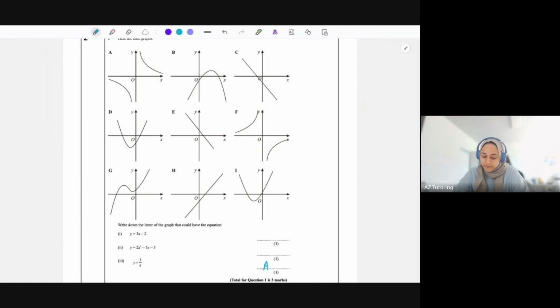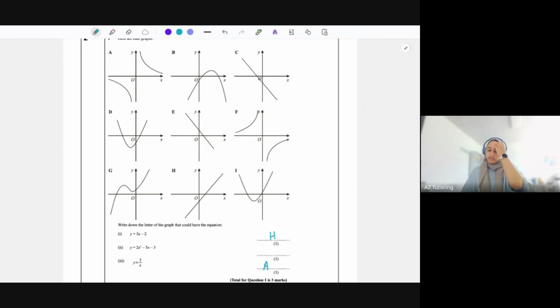Let's look at the other ones. Y equals 3x minus 2. Well, the gradient is positive, it's going upwards. And we've only got one graph that has a positive gradient, that's H here. The other 2 y equals mx plus c graphs are negative gradients, so it can't be them ones. So the first one is H.